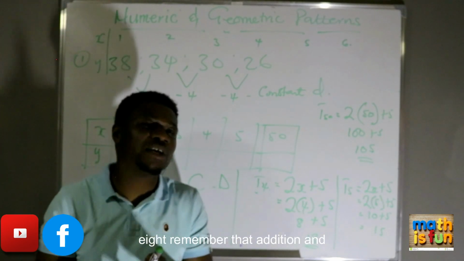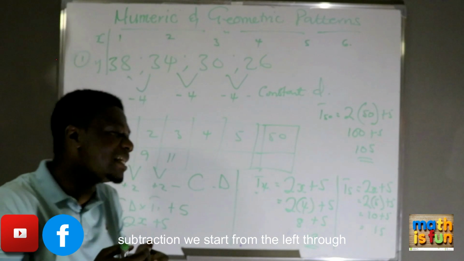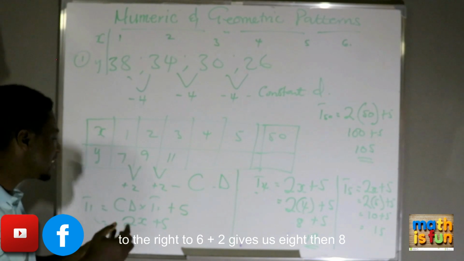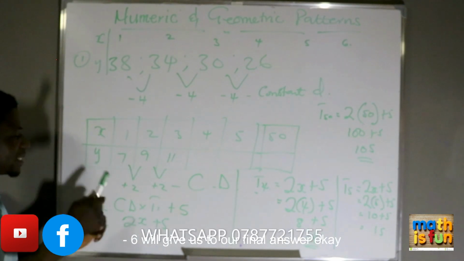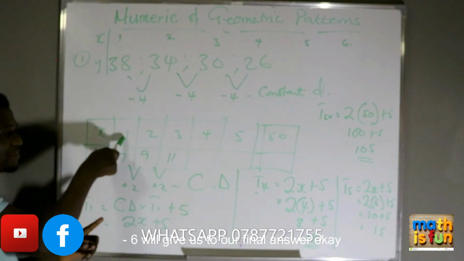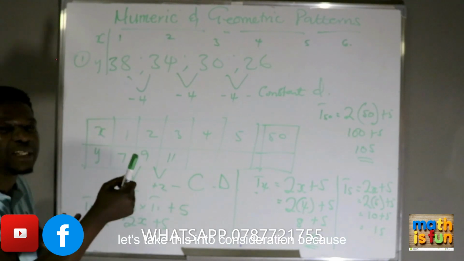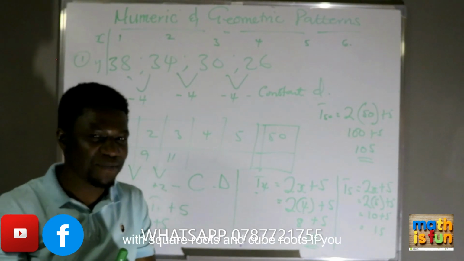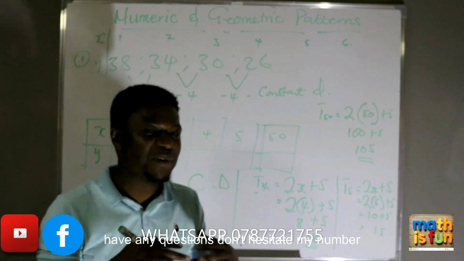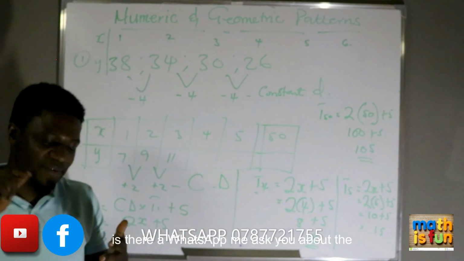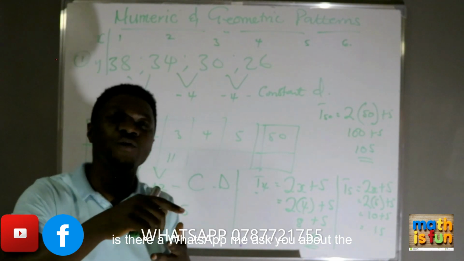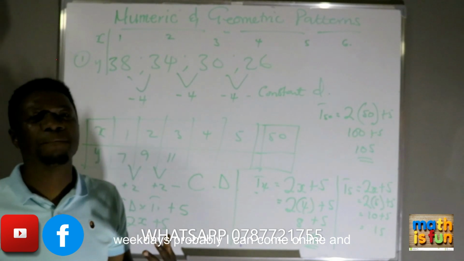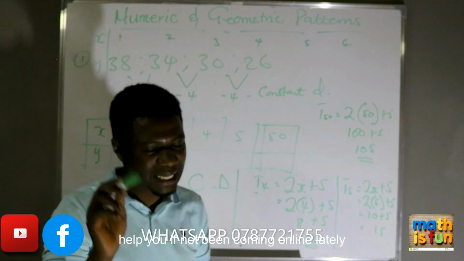So you don't just say that the rule is +2, but what is the relationship between the output value and the input value? The relationship is that you multiply the constant difference by the term number. Then you add 5 to it before you get what? The output number. Remember, getting the rule is very easy here. Get your constant difference, multiply it by the term number, add or subtract a particular number to it to get the output number.